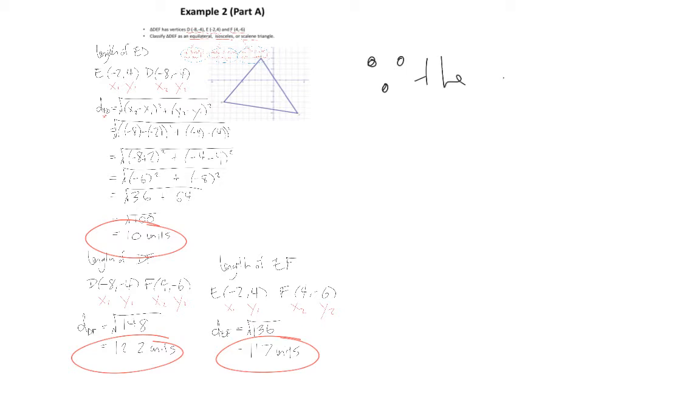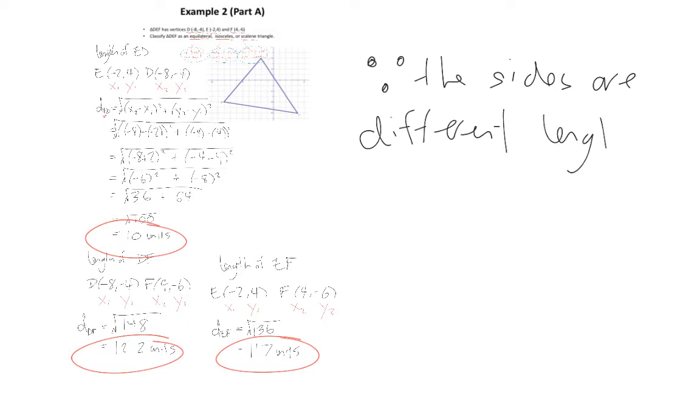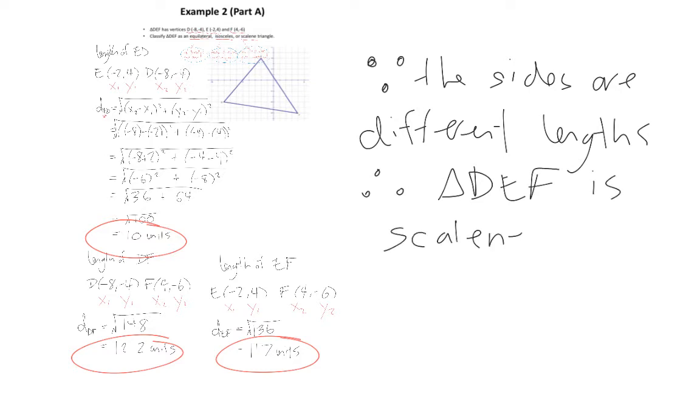Since the sides are different lengths, therefore triangle DEF is scalene. If you haven't seen these symbols before, that means since, and that means therefore.